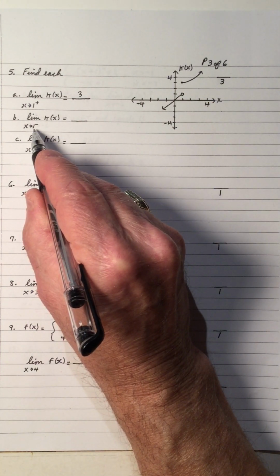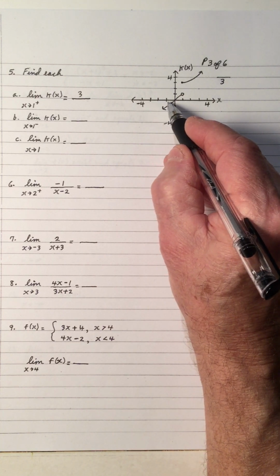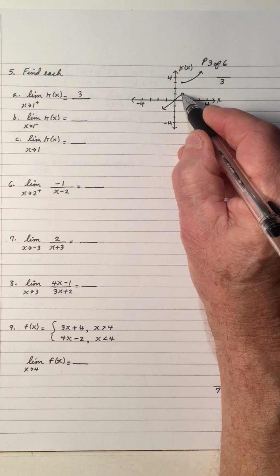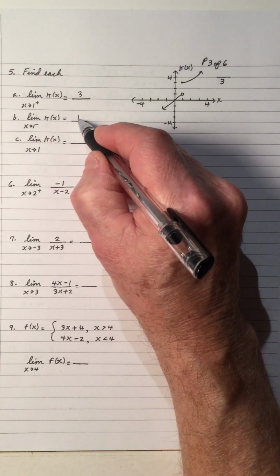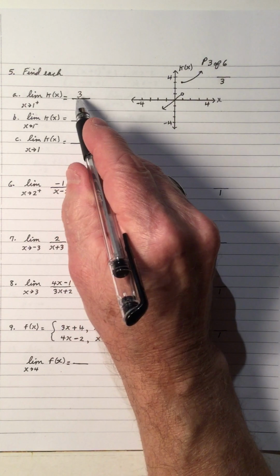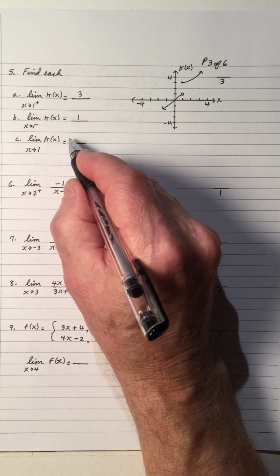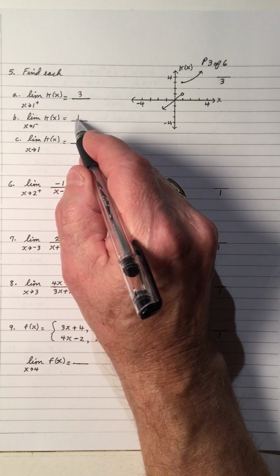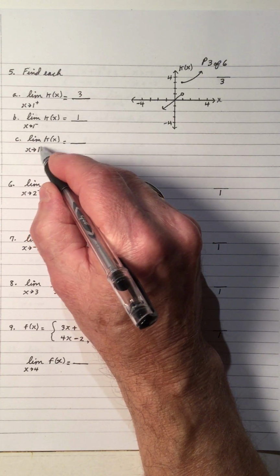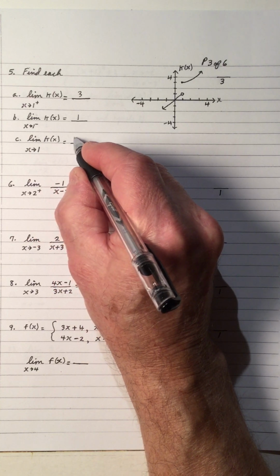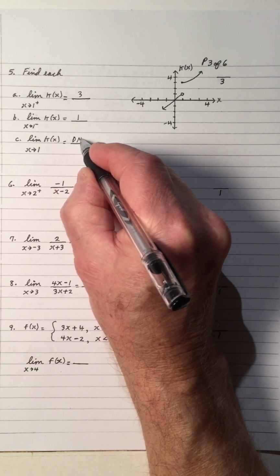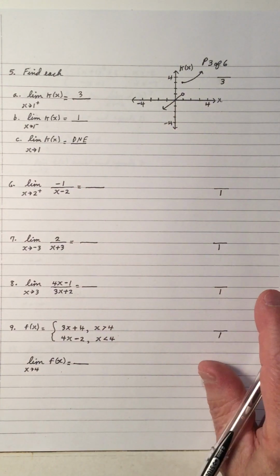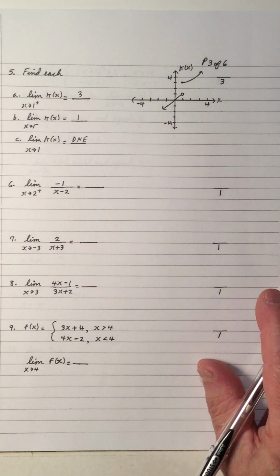As x approaches 1 on the left side, we have the y value approaching negative 1. If the left side and the right side are equal, then we have the limit, but they're not equal. The right side is 3, the left side is negative 1. So the limit at 1 for k of x does not exist because the left and the right are not equal.